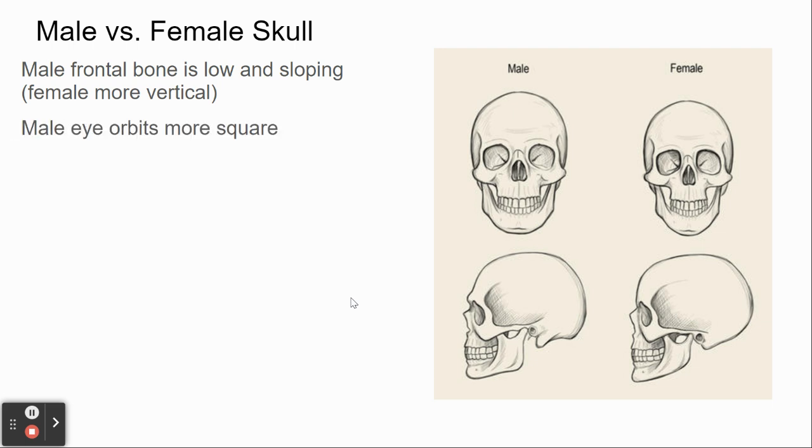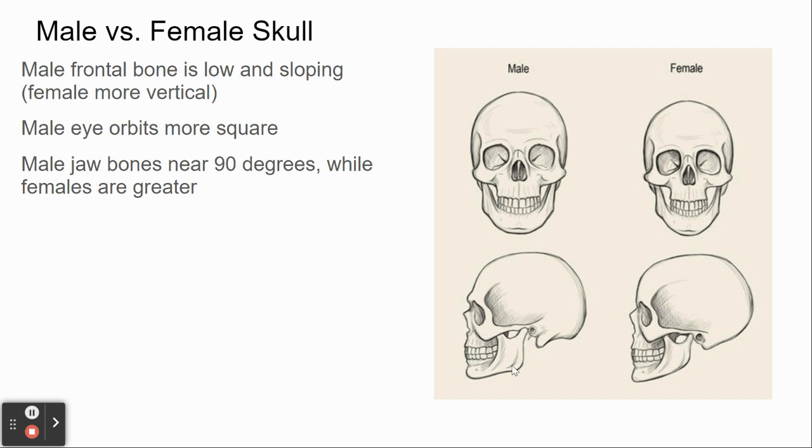The eye orbits on males tend to be more square. That's one that is listed, but in looking at the skulls that I've had the opportunity to look at, that's one that I struggle with. That's not one that I notice quite as well. The jawbone on males is near 90 degrees, with a more pronounced posterior portion here. With females, you'll notice it's much more gentle in terms of sloping. So males are going to be much more angular. Females are not. So that's a good one.